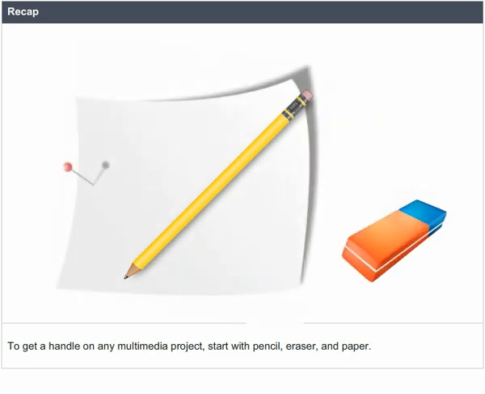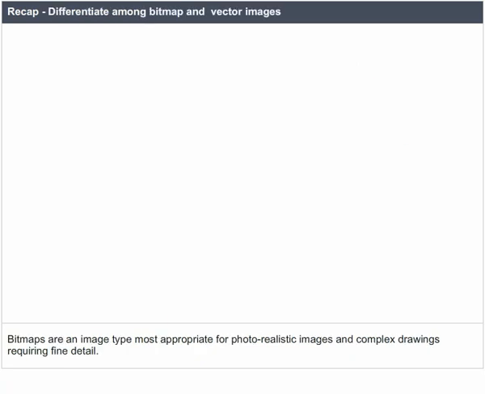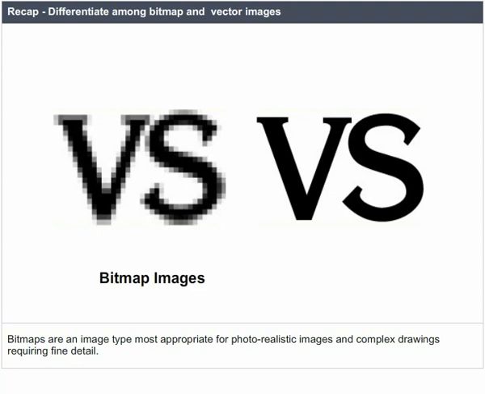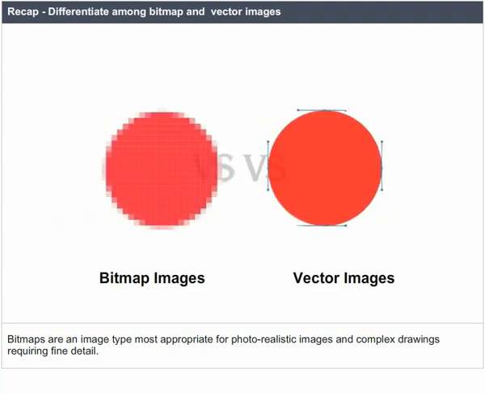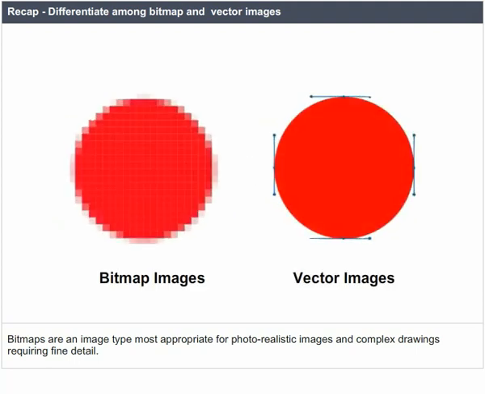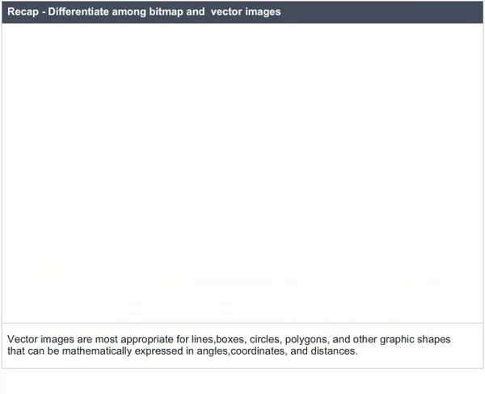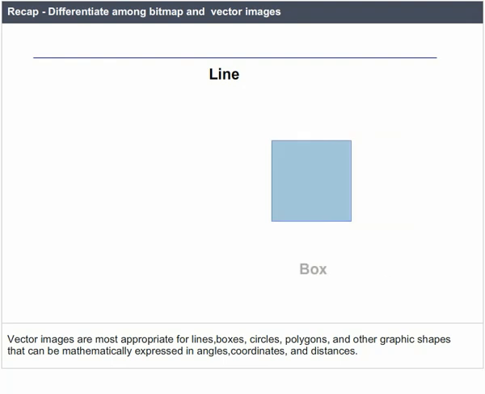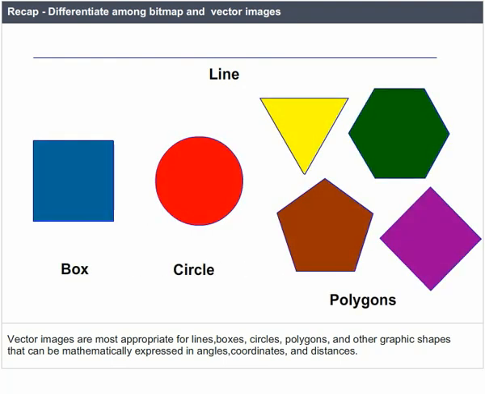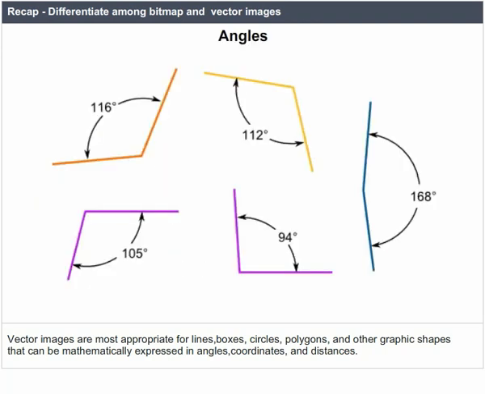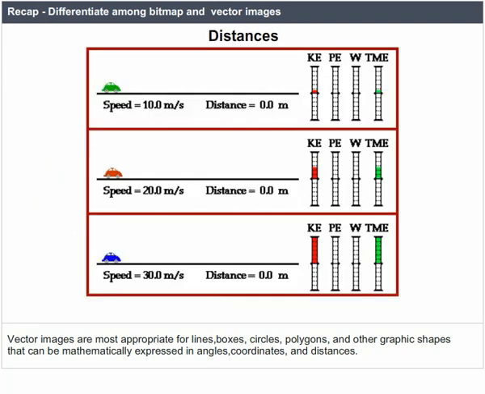Differentiate among bitmap and vector images. Bitmaps are an image type most appropriate for photorealistic images and complex drawings requiring fine detail. Vector images are most appropriate for lines, boxes, circles, polygons, and other graphic shapes that can be mathematically expressed in angles, coordinates, and distances.